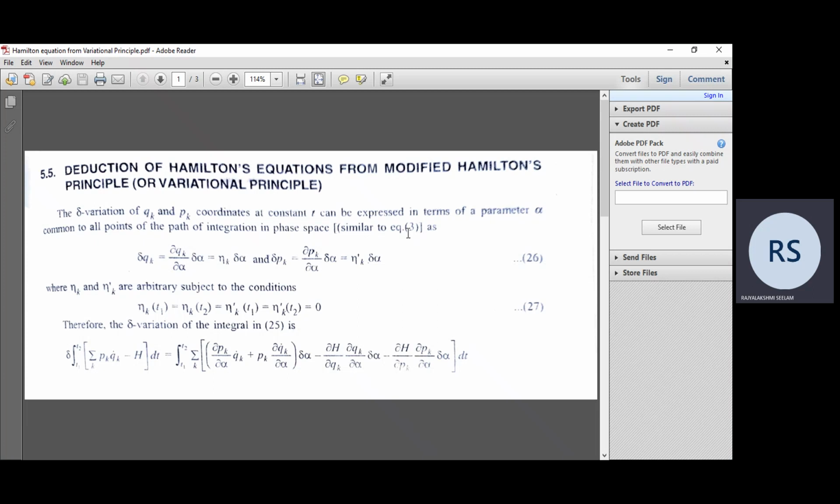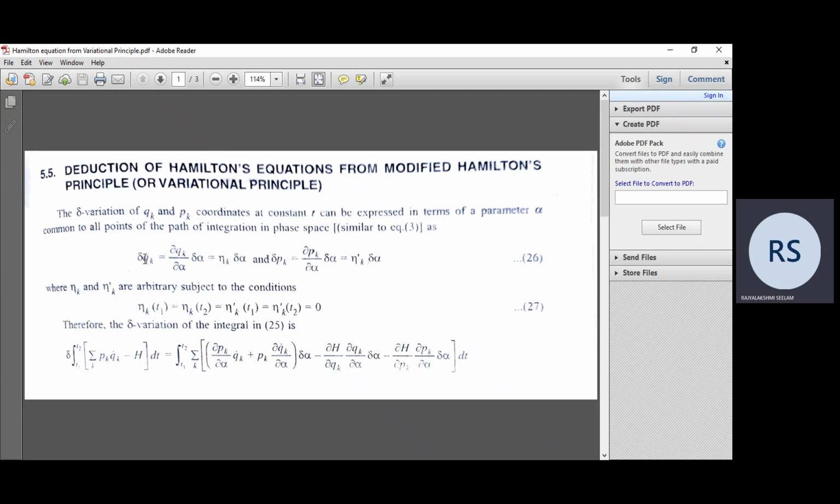And here we have a similar equation. So delta y equals dou y by dou alpha into delta alpha, which equals eta x delta alpha. I will tell you once again the equation. Delta y equals dou y by dou alpha delta alpha, which equals eta x delta alpha. So similar to that equation, we are considering here the delta variation of these two coordinates. So delta qk, delta pk, we have to express in terms of the equation which I have said now.